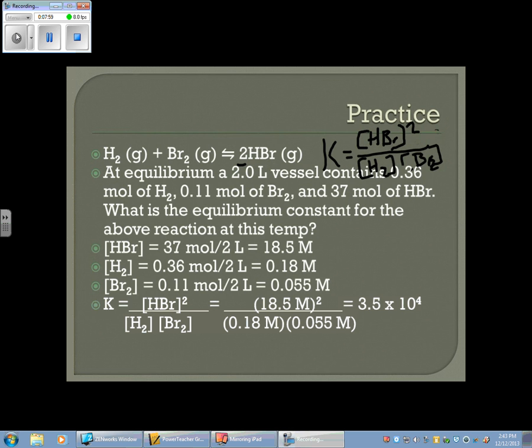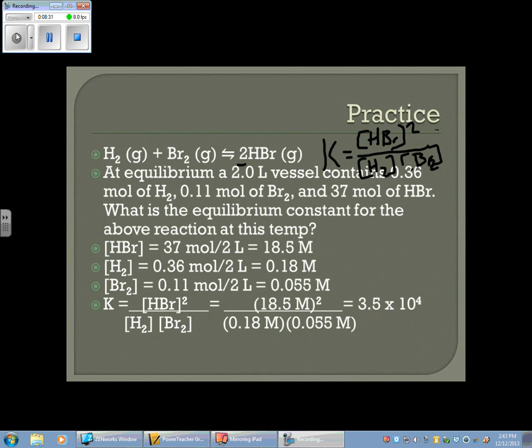So K, I have my equilibrium expression. Now I'm going to plug everything in. My 18.5 goes in for my HBr, 0.18 for my H2, and 0.055 for Br2. And then I just divide everything. We're going to say that K doesn't have units, and I know a lot of you will be happy for that. And so, 3.5 times 10 to the 4th. Now that is a pretty large K value.